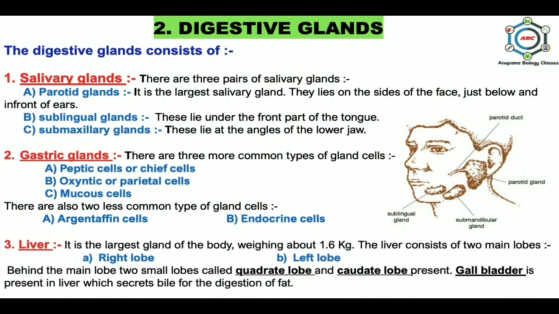Then the liver. The liver is the largest gland of the body, weighing about 1.6 kg, and it consists of two lobes, the right lobe and the left lobe. Behind these main lobes, two small lobes, the quadrate and caudate, are also present. The gallbladder is an organ present under the liver's right lobe, and it is responsible for the secretion of bile, which helps in the emulsification of fat.